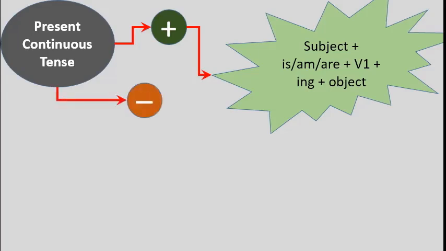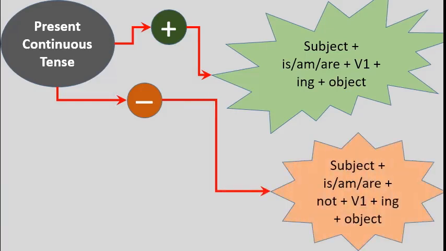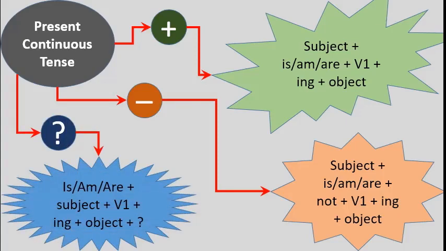In the negative sentence, the structure will be subject plus is/am/are plus not plus first form of the verb plus ing plus object. For example, she is not reading. In the interrogative sentence, the structure will be is/am/are plus subject plus first form of the verb plus ing plus object. For example, is she reading?